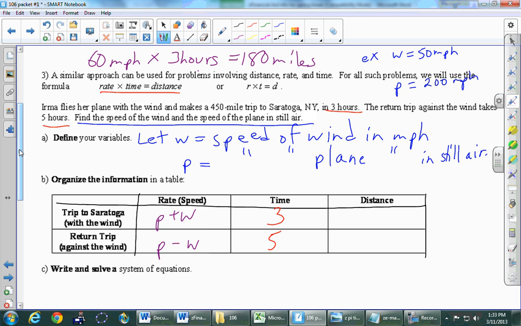Okay, to find the third column, well, it says distance. Well, what have we done every time we had a table to find the third column? We multiplied. It's still multiply. Why is it multiply? Because right here it says rate times time equals distance. It's exactly what we have. Rate times time equals distance. So we multiply. So in here we will put 3 times (P plus W). You need to bring parentheses in. Multiply those two together. 3 times (P plus W), 5 times (P minus W).